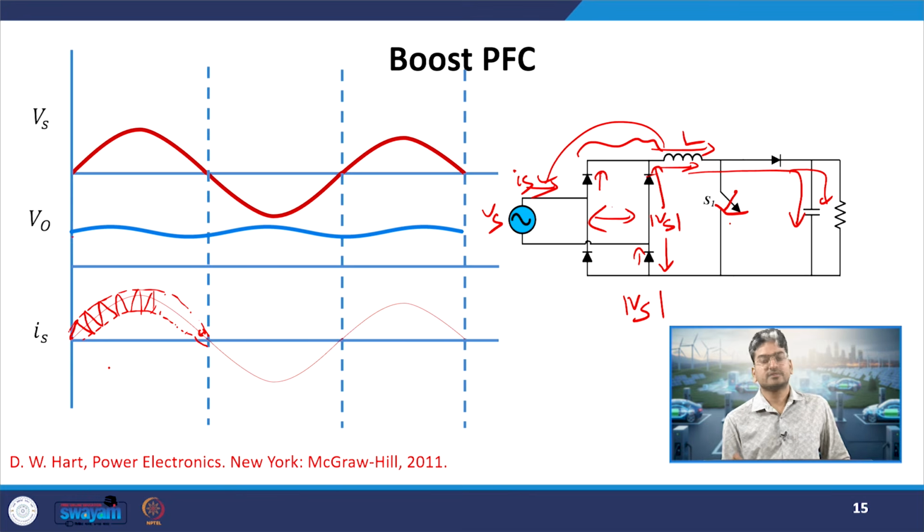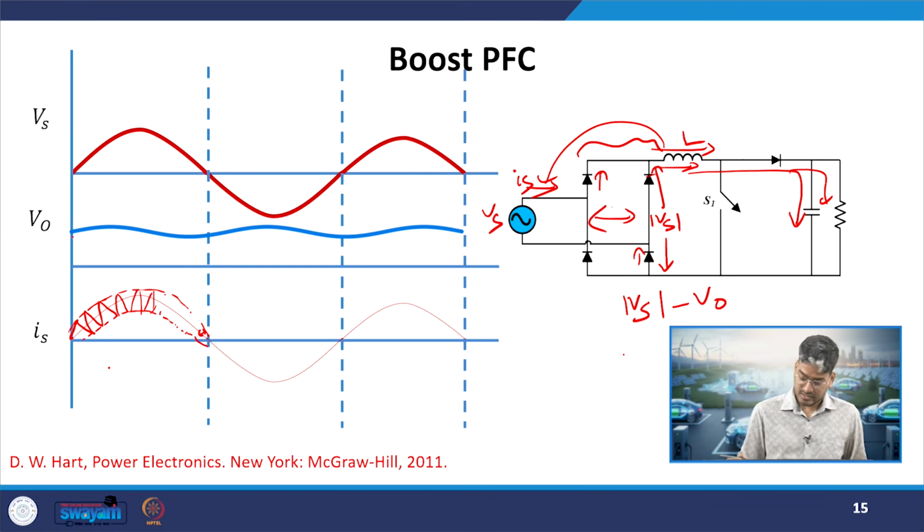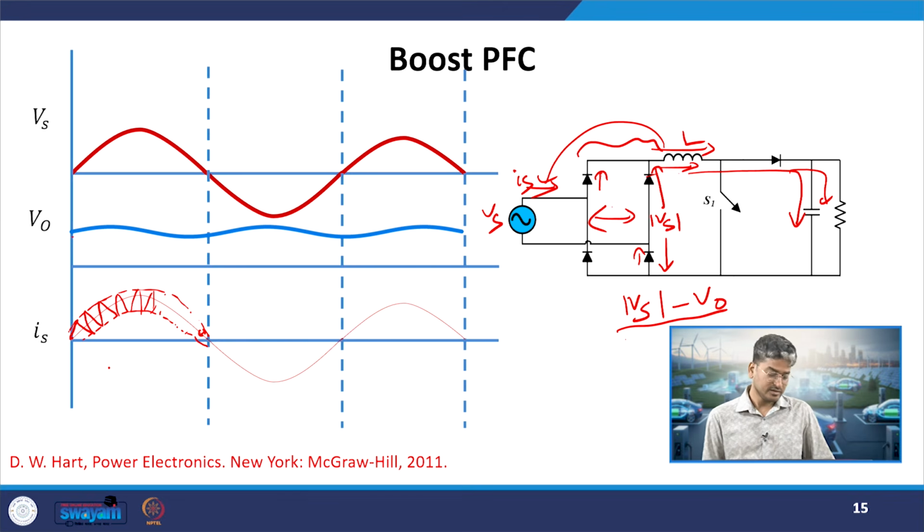When my switch is closed, mod Vs is applied across the inductor, so it gets charged. When I disconnect the switch, because the inductor had some energy, it will experience the voltage difference, that is mod Vs minus the output voltage, which is DC, so it will be mod Vs minus Vo. This will be applied when the switch is open or off. When the switch is open, it will experience the difference between the input and output voltage. When the switch is closed, it will experience the source voltage.